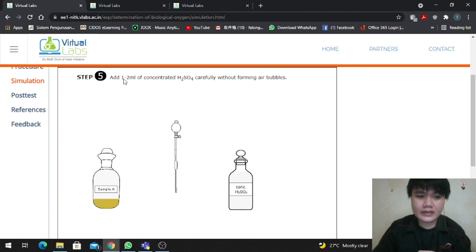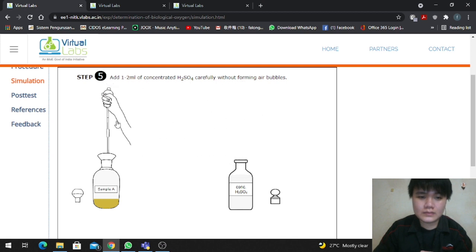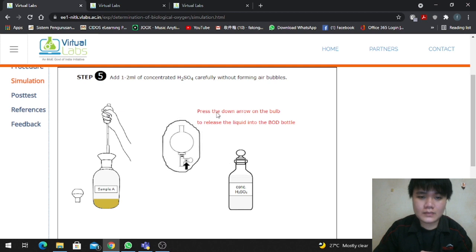Step 5. Add 1 to 2 ml of concentrated H2SO4 carefully without forming air bubbles. Squeeze the pipette bulb and dip the pipette into the H2SO4 solution. Press up the arrow on the bulb to take the liquid up into the pipette. Press the down arrow on the bulb to release the liquid into the BOD bottle.